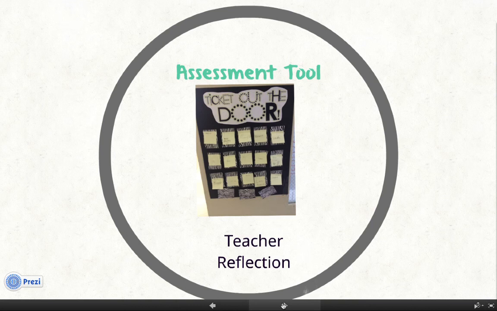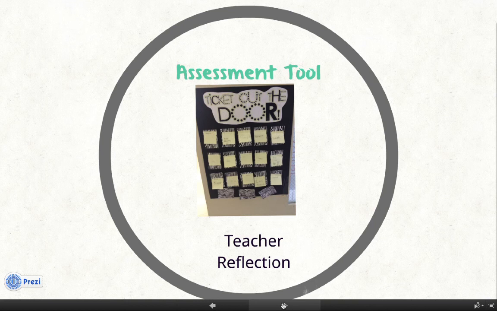Exit slips are a good assessment tool for teachers and also a good reflection tool for teachers. Once the students have left the tickets on the door, you can collect them and review them to determine how you may need to alter your instruction to better meet the needs of all your students. You can also collect these and use them as part of an assessment portfolio if you use portfolios in your room.